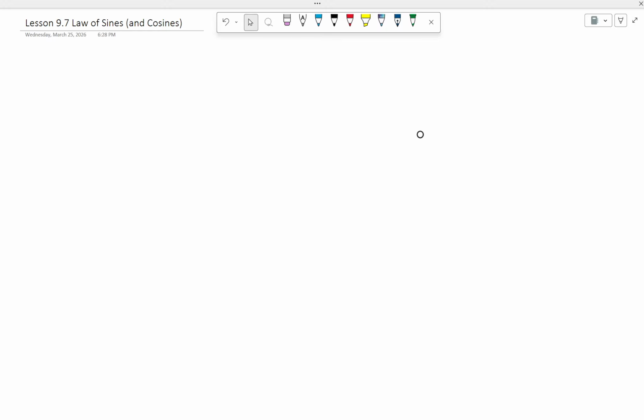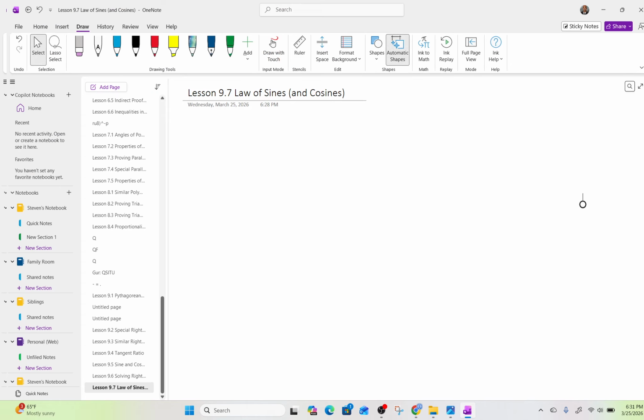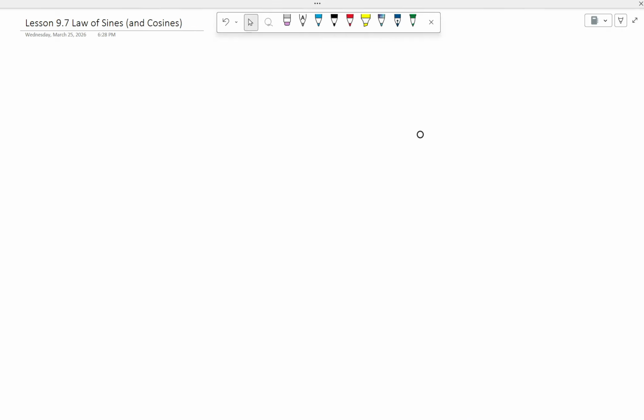So let's actually talk about the law of sines and cosines. This is going to get back to the problem that we did in class and that I suggested at the end of the last lesson. But I'm going to do a quick algebraic proof for you guys, a slash graphical proof.